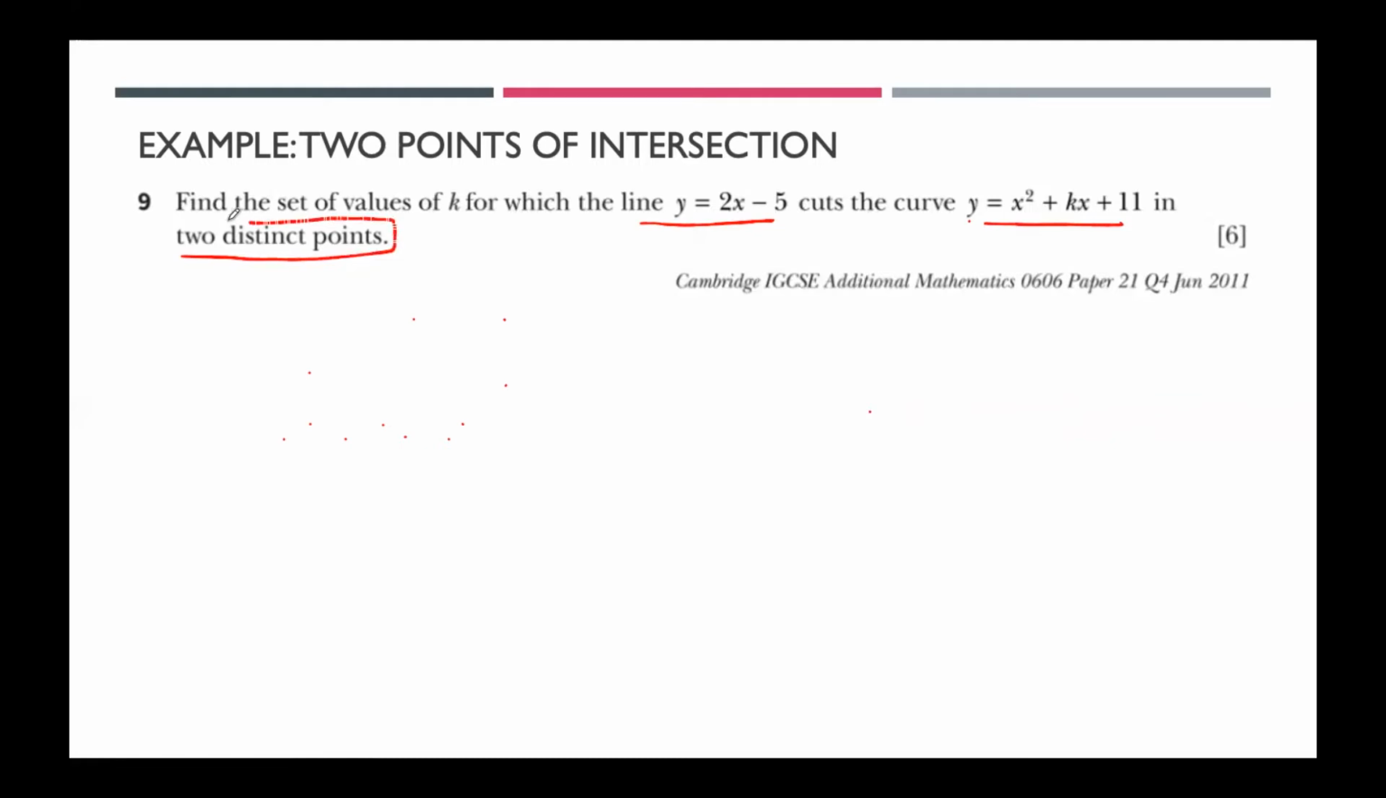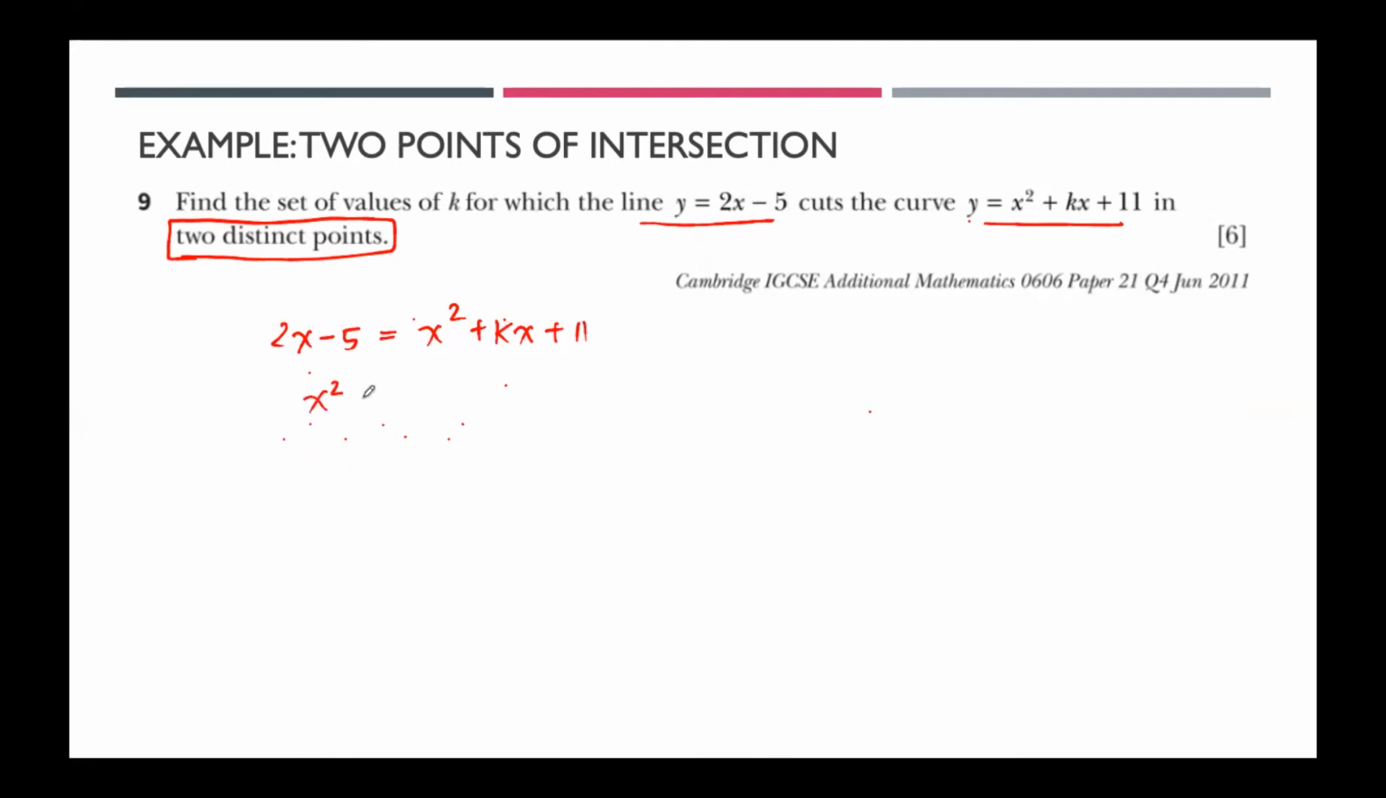So this is your keyword, okay? These are your keywords actually. So that means if we use the same method, we have to use your substitution. So that will give us 2x minus 5 is equal to x squared plus kx plus 11. And transfer all of these to the right side of your equation.